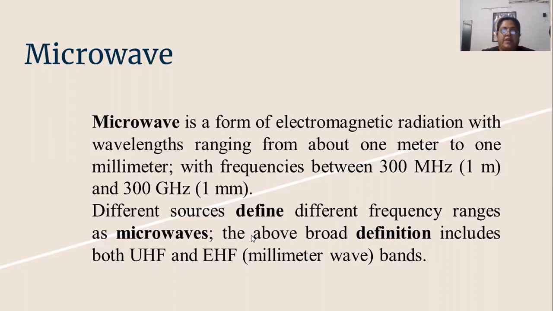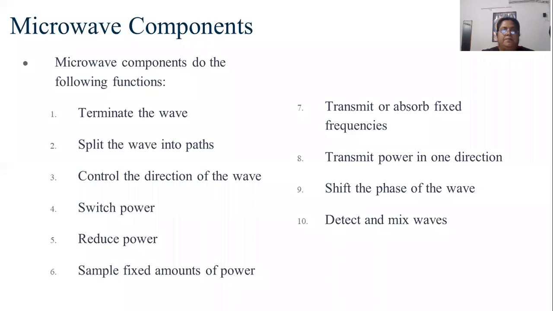Different sources define different frequency ranges as microwave. The above broad definition includes both ultra-high frequency and extra high frequency millimeter wave bands. Some of the microwave components have the following functions, which we have discussed in the following way.